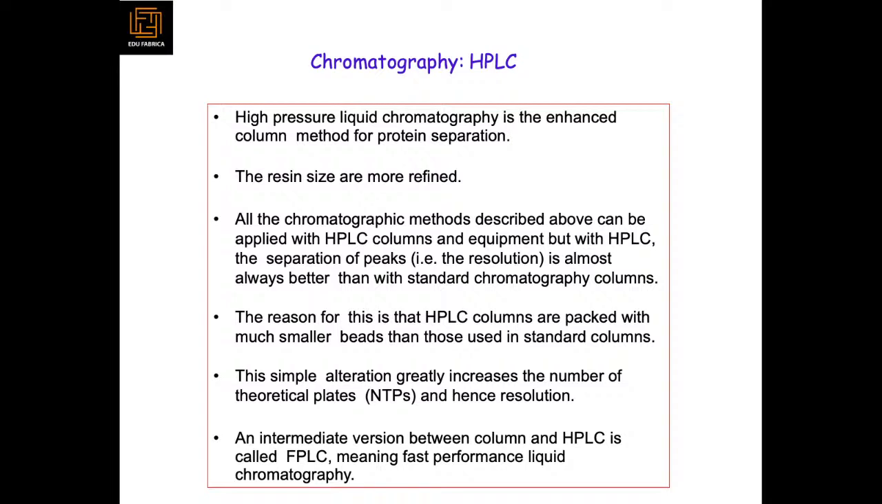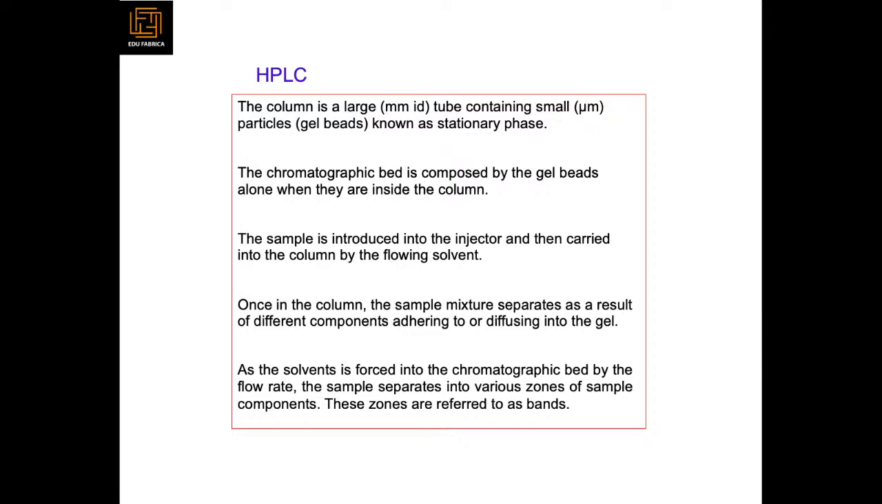Basically in HPLC, your column is quite large, but very small particles of gel beads are known as the stationary phase. So the chromatographic bed is composed of the gel beads inside the column, and a sample is introduced into the injector and then carried into the column by flowing solvent. Once in the column, the sample mixture gets separated, as different components adhere to or diffuse into the gel, and are forced through the chromatographic bed by the flow rate.